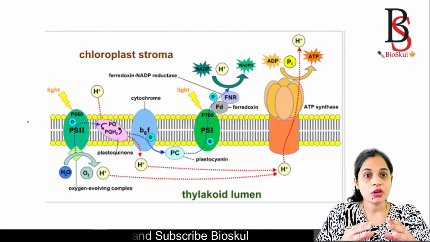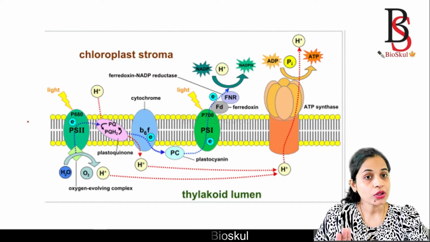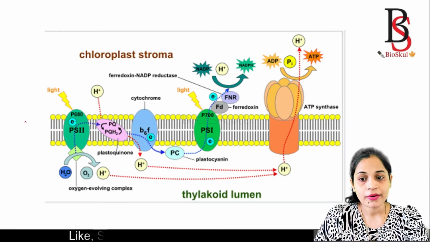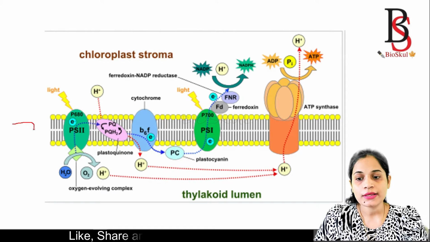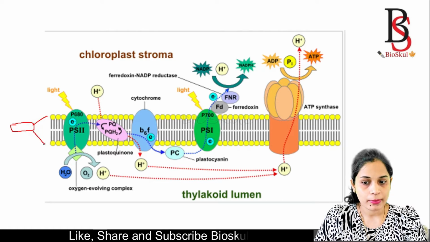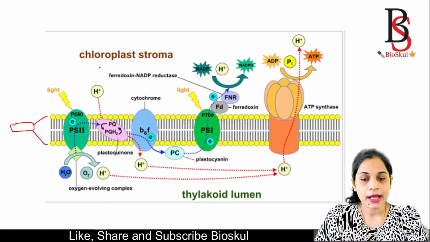Now we'll focus in detail on the process of light reaction. We know that the light reaction takes place in the membrane of the thylakoid. So let's consider this one is the thylakoid. If we zoom in, this is the thylakoid membrane where the light reaction takes place. This part is known as the stroma, and this is the thylakoid lumen.